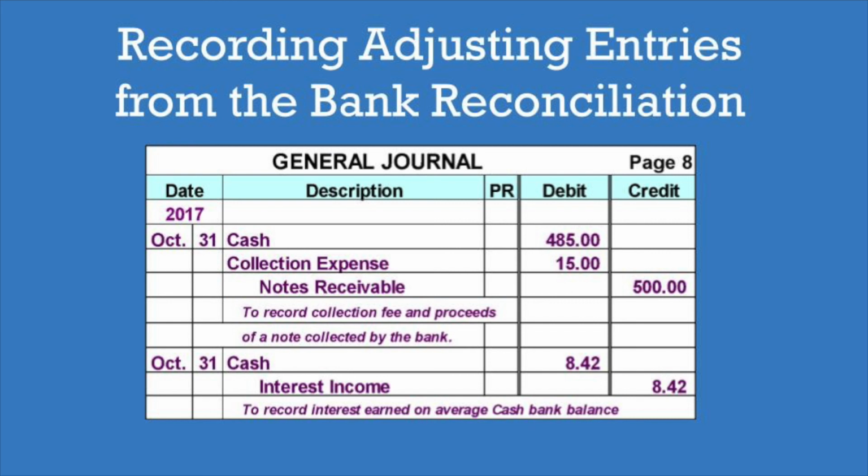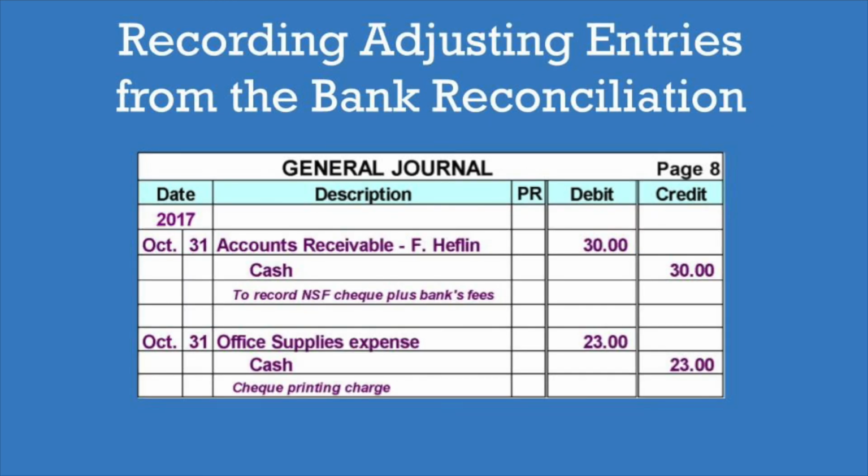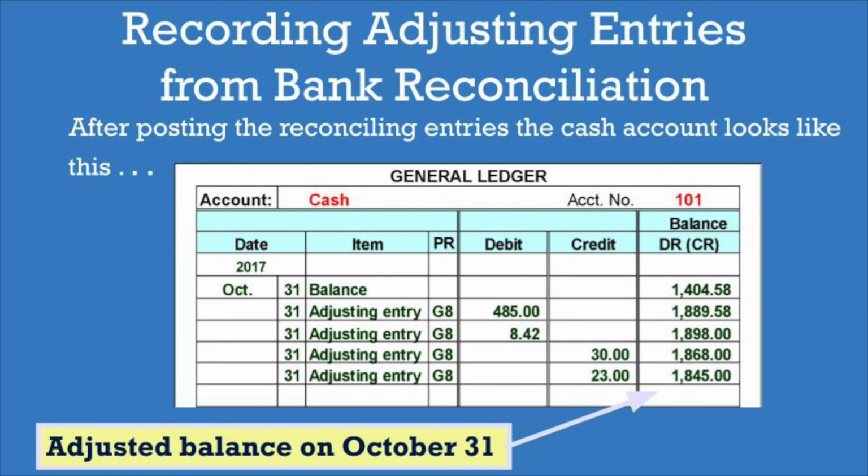So, for example, the collection expense would get recorded, cash would get recorded here for $485.15, and for the interest income, cash would go up by $8.42 and the interest income would be reflected as $8.42 in revenue. We'd also record the adjusting entries for the bank reconciliation, so accounts receivable would be increased because that check bounced for $30, and there was office supplies expense that hadn't been recorded yet, so that would be recorded for $23. After posting reconciliations, the cash account looks like this, and it will balance.